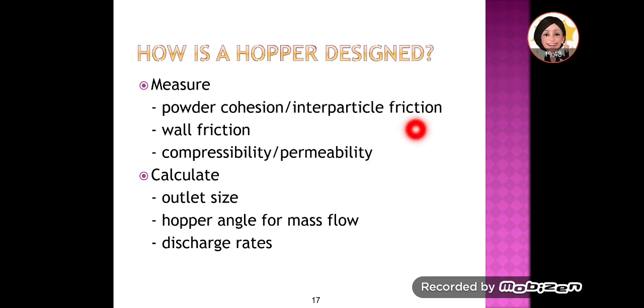So to design a hopper, we need to measure the powder cohesiveness, which gives us the interparticle friction, wall friction, the powder and wall friction, compressibility and permeability of the powder. And then we calculate the outlet size, hopper angle for mass flow, and the discharge rate. So this one is not covered in this lecture, so you're expected to know up until this part.